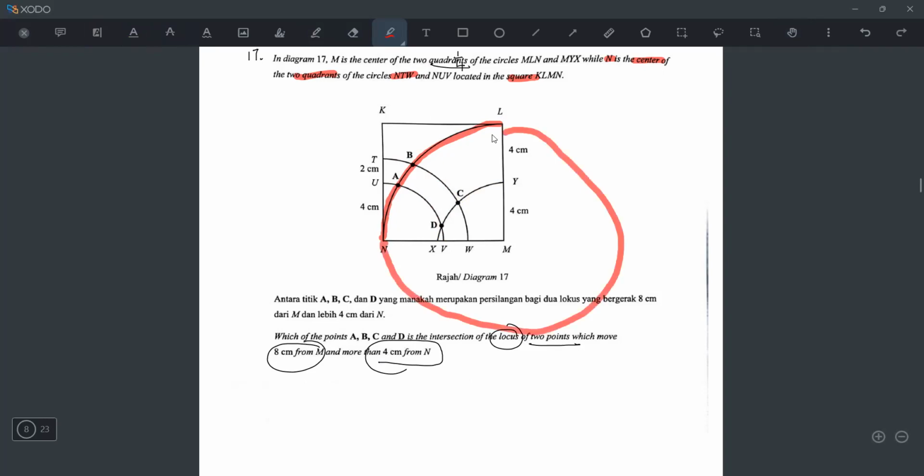But you don't have to do the full circle, because the actual one will move like this, like a full circle. But I will use the diagram that you give us to answer, so I don't think I have to draw that. And then the next one is what? More than 4 cm from N.